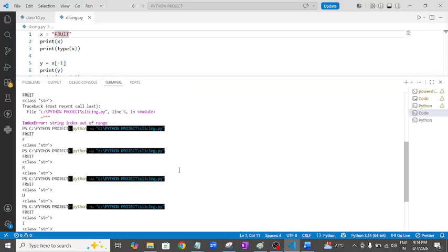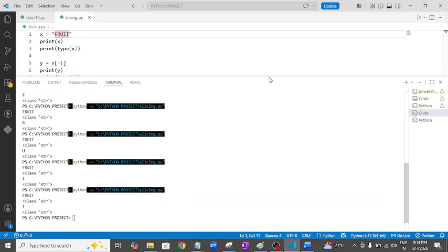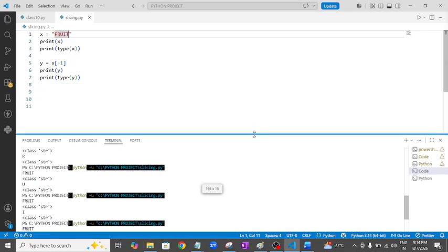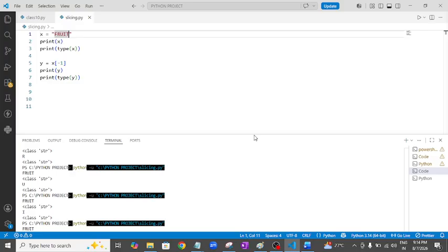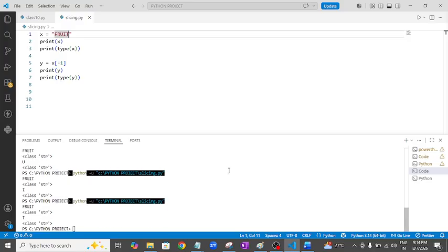I believe you are now very clear on the indexing. Are you good with indexing? Positive will start from 0 till L minus 1, and negative will start from minus L to minus 1. Okay, happily you can enjoy.